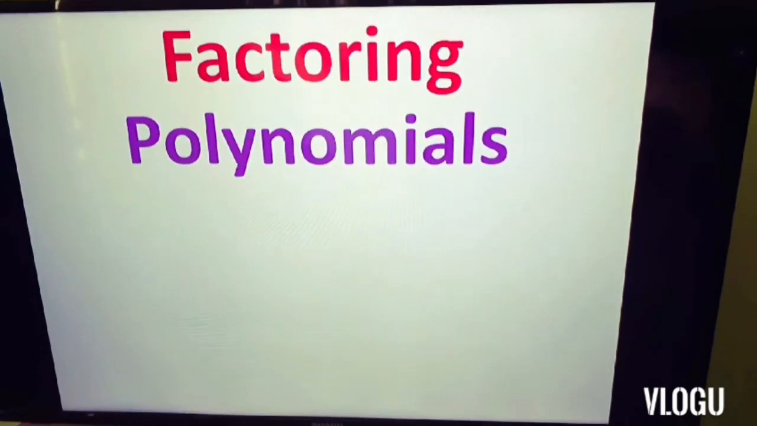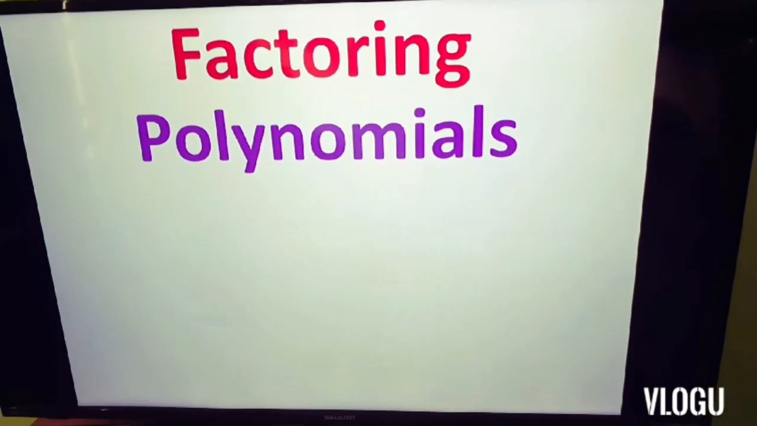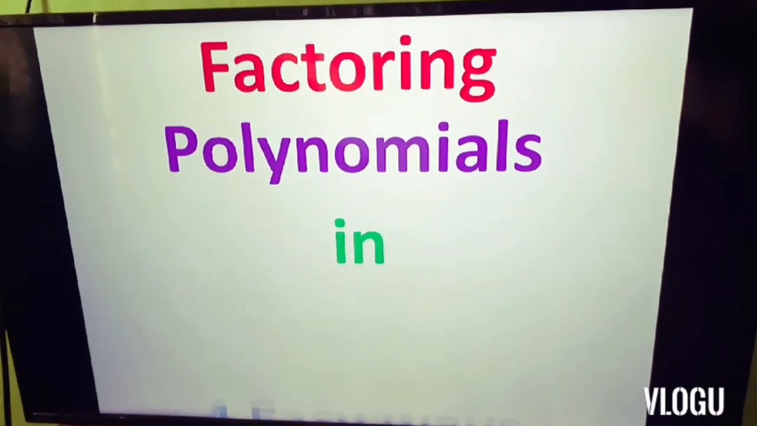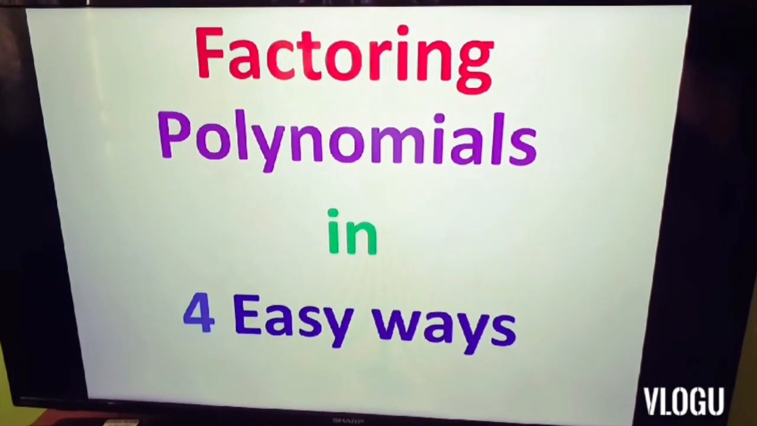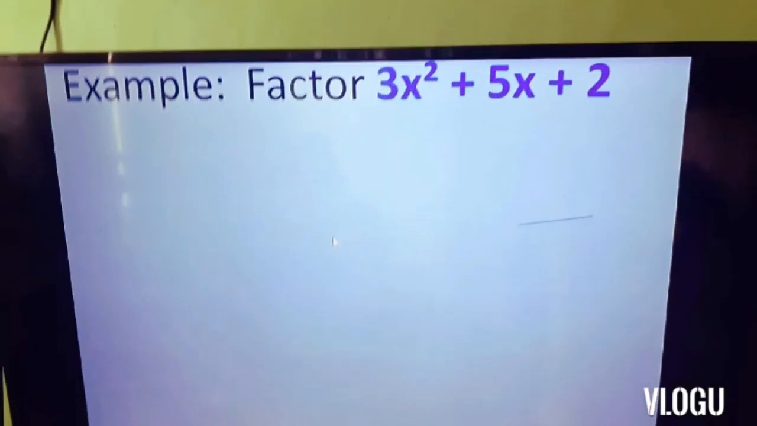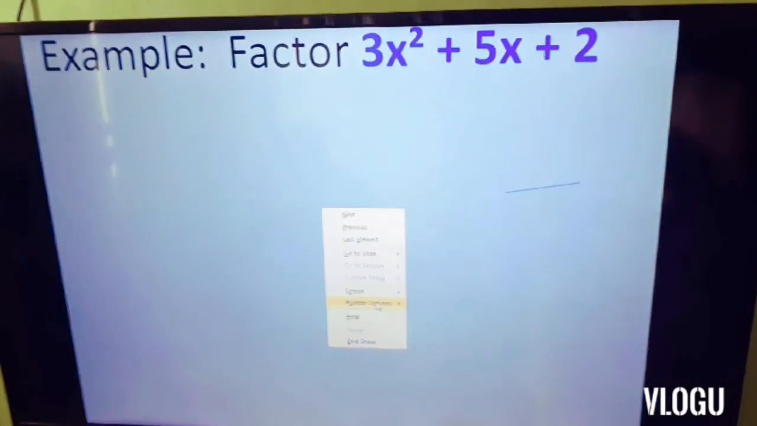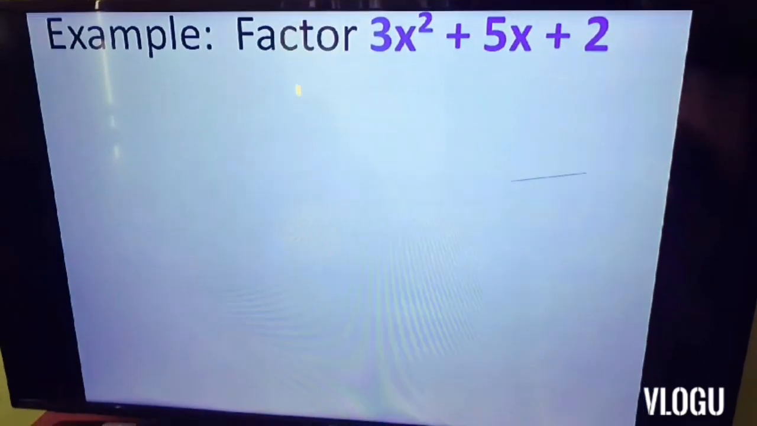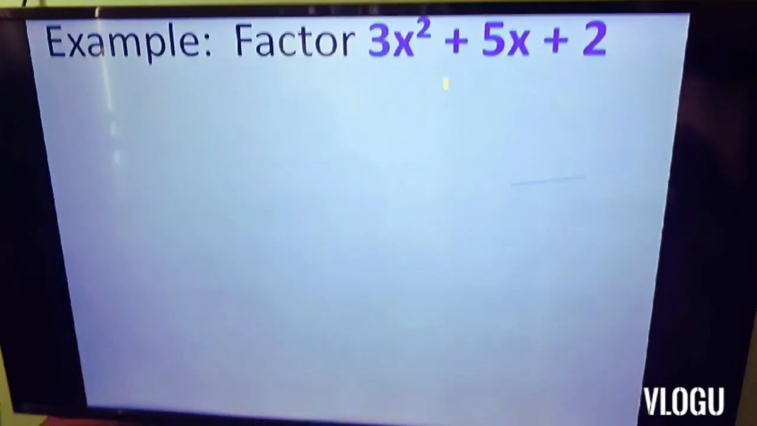Ang pag-aaralan po natin ngayon ay tungkol sa factoring polynomials in 4 easy ways. Now consider natin itong example. I have example number 1. Okay, we have 3x squared plus 5x plus 2.